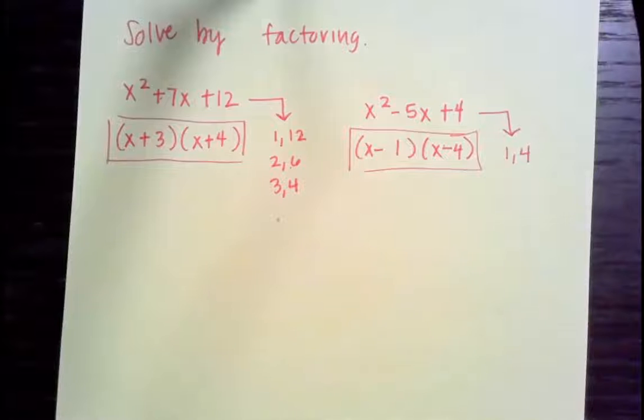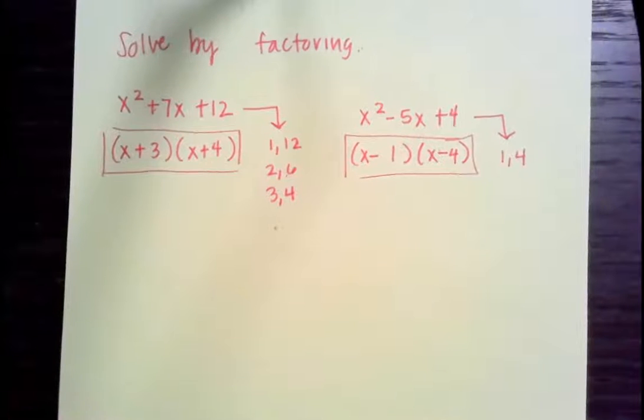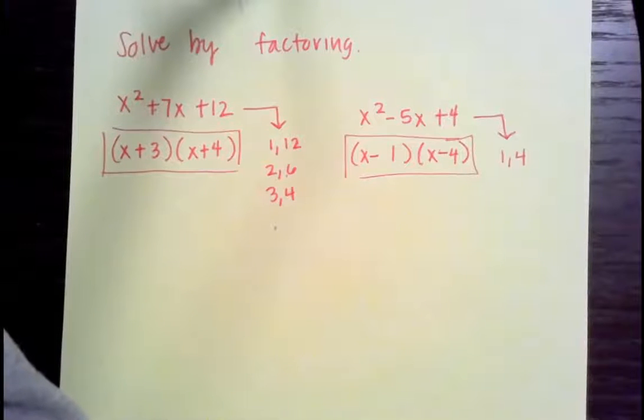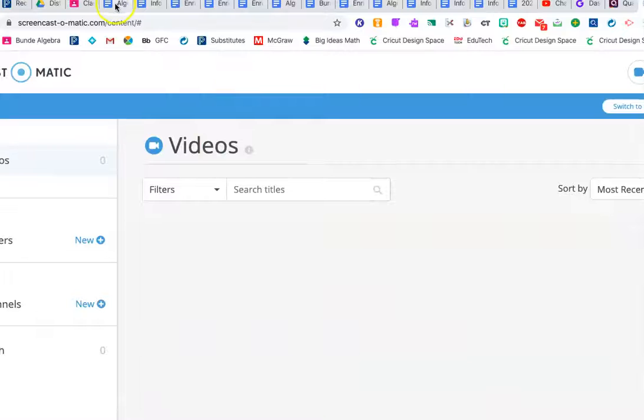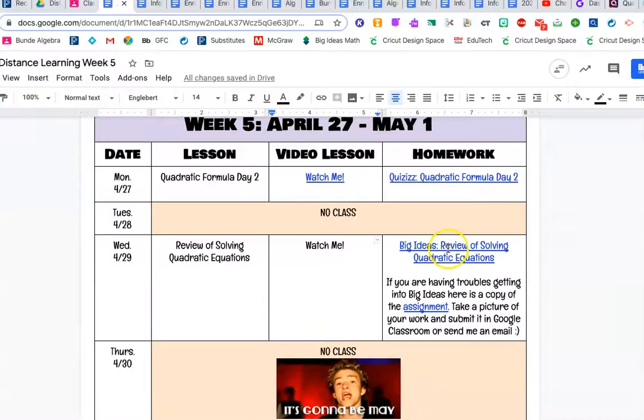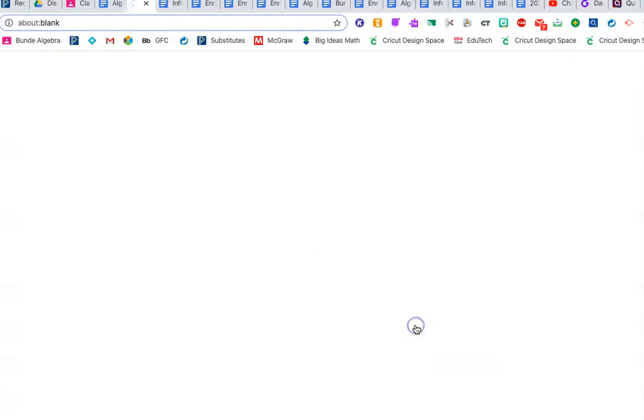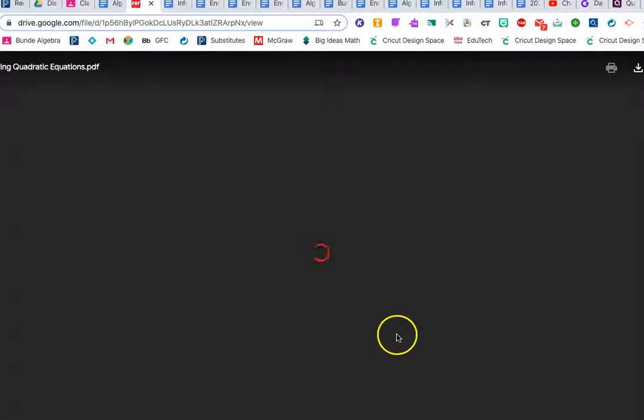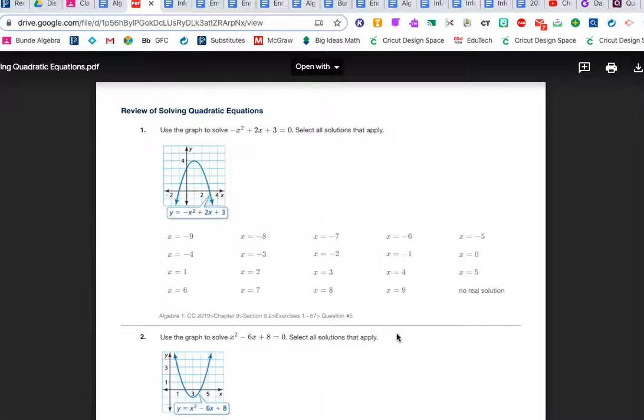If you have any issues with the review, please, please, please let me know. And I know some of you are having troubles logging into Big Ideas. I sent them an email asking what the issue was. I haven't heard. So I'll show you if you're still with me. On our calendar, you can either click here and go to the Big Ideas website, or if you click this assignment right here, I shared the PDF version of the assignment with you. If you're having issues, just because I don't want anyone to feel like they don't have access to it.